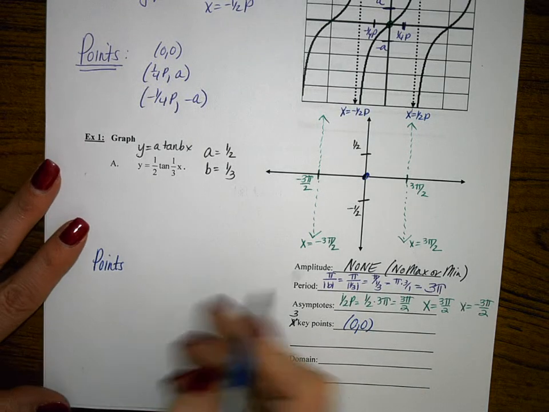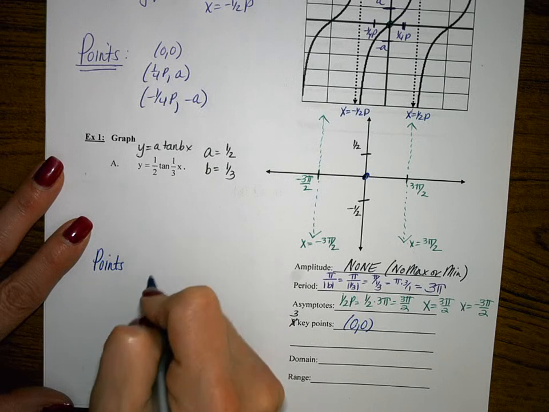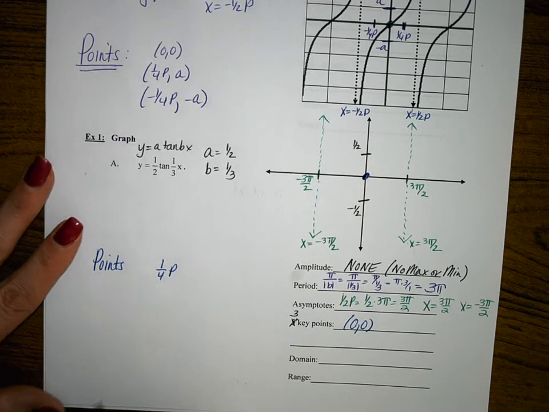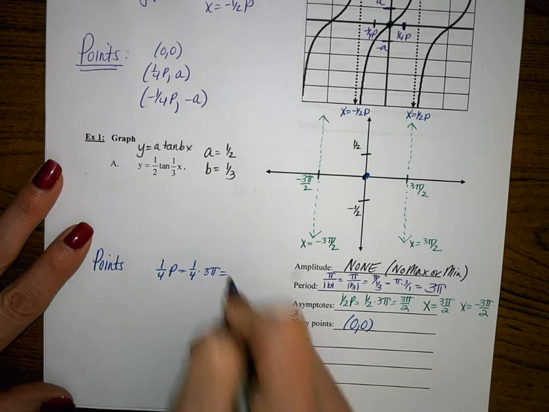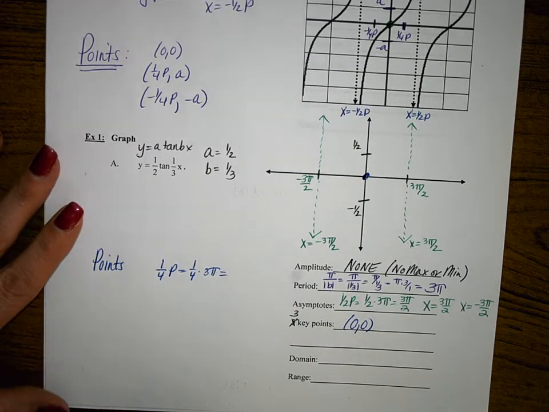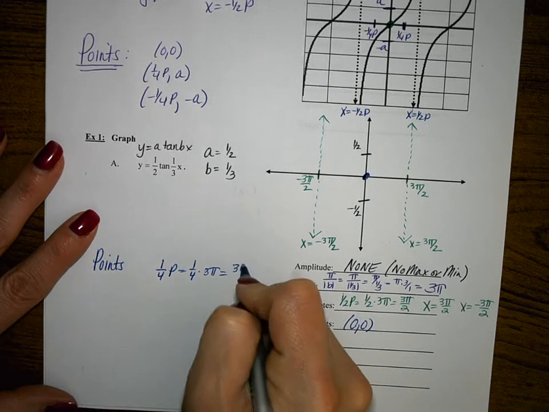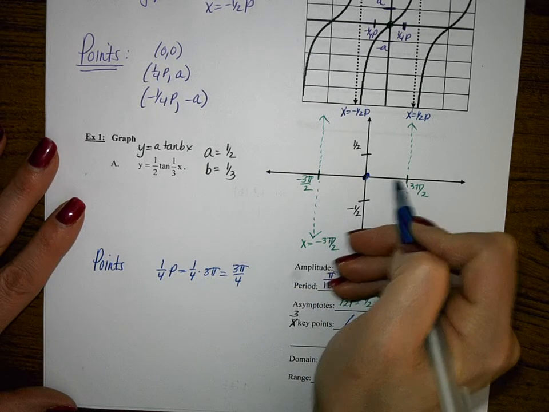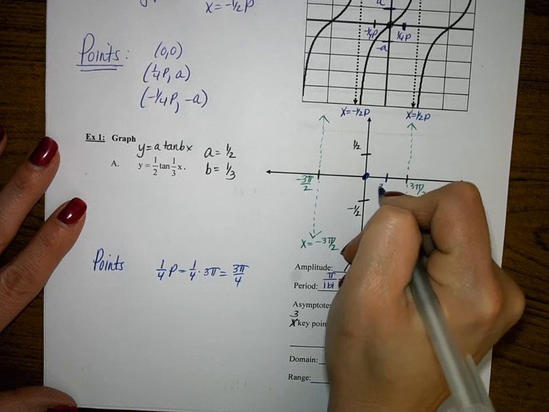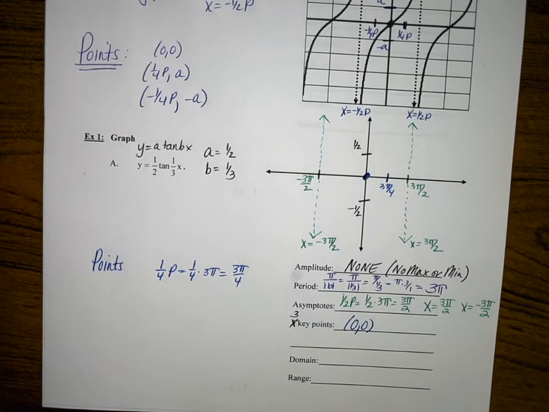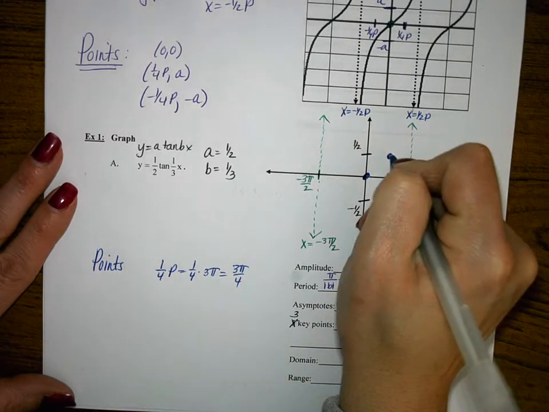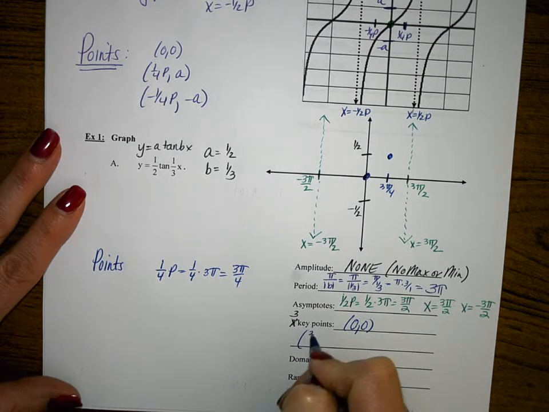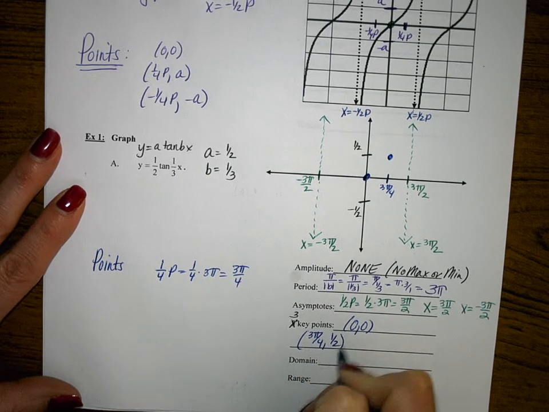Now, the other 2 points come at 1/4 of the period. So if I take 1/4 of my period of 3 pi, where am I at? 3 pi over 4. Halfway between 0 and 3 pi over 2 is 3 pi over 4. When I'm at 3 pi over 4, what will my y value be? I will be up to that a, which means I will be up to 1/2. So the next point is 3 pi over 4, comma 1/2.